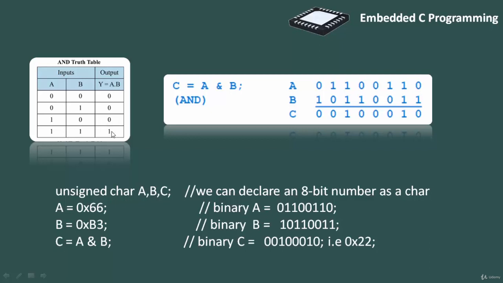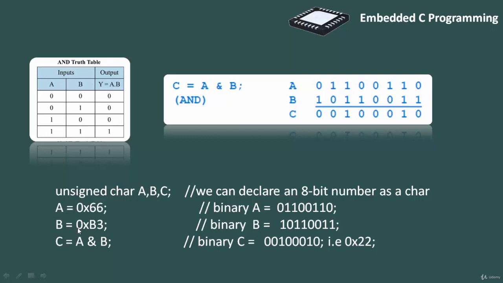If A is 1, B is 1, then output is 1. In a simpler way, you can remember it like this. Whenever you AND 0 with X, X can be 0 or 1, the output is 0. Whenever you AND 1 with X, the output is always X. Let's consider variables A, B and C. All three are unsigned character type. A equals 0x66. It's a hexadecimal notation of this number. Similarly, B equals 0xB3, which is the hexadecimal number of this number.